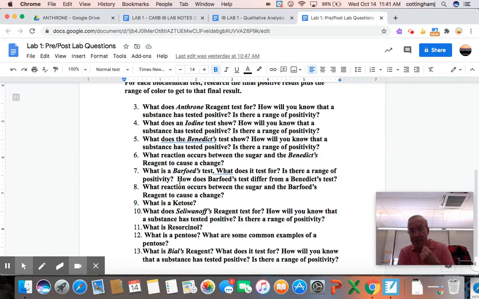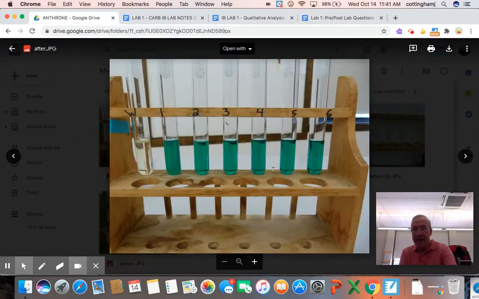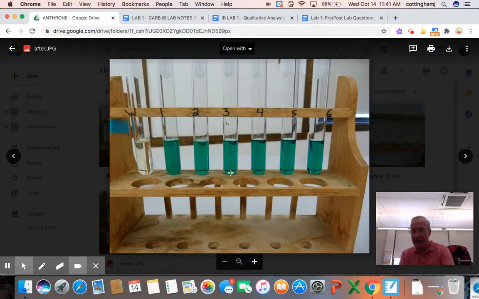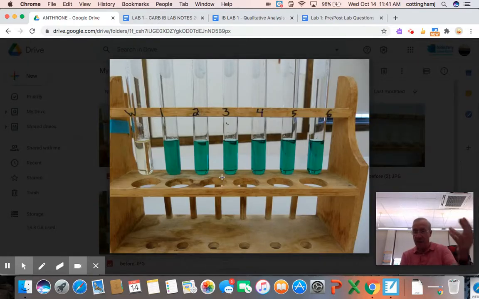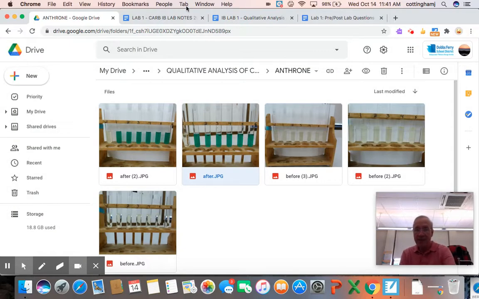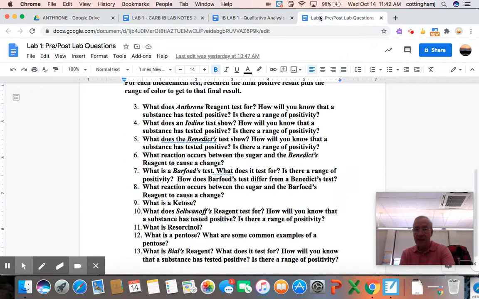In addition, you need to be able to figure out, going back to the Anthrone, what reaction took place here? Why did it turn green? What was the reaction that turned these carbohydrates and the reagent in here, because that's what was in there, depending on what you read in the procedure? Why did it go from this color to this color? What's the science behind it? That's the research in the pre and post lab questions for each one. What reaction caused it to change? So learning about that all the way through.